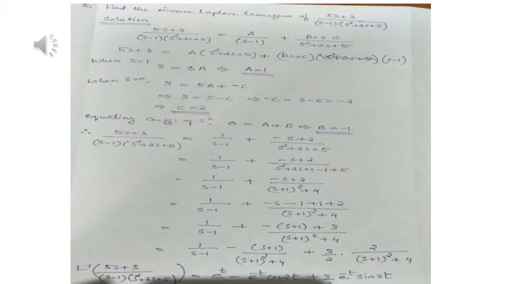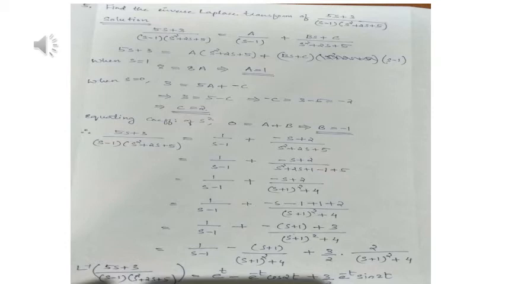Okay, so we need a 2 in the numerator, because it is the Laplace inverse of sine at. So we need the a in the numerator. So instead of a square, it is 4, so a is 2 here. So we multiply by 2 and divide by 2. So that is 3 by 2 into e raised to minus t into sine 2t.